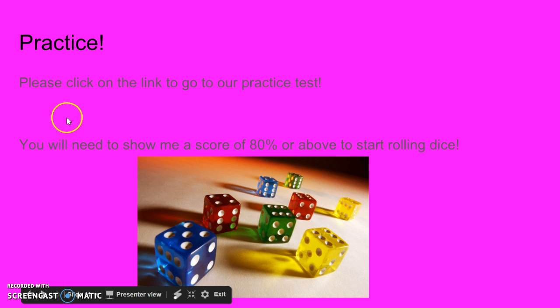So practice, okay? You've done a few links, you've gotten some idea: do I know what I'm doing, do I not? This link will take you to an online quiz, and it will walk you through filling in the blanks so that you get practice on that. Once you've completed the quiz, it will show you your score. You need an 80% or above before I will issue you any dice. The whole group has to get an 80% or above.